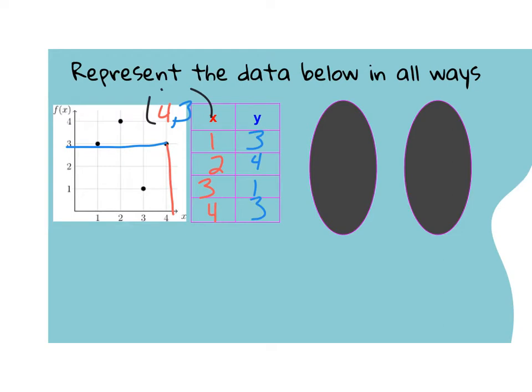Okay, now for the mapping again. From smallest to biggest, we have 1, 2, 3, and 4. And then for our y values, we have 1, 3, and 4. And remember, you do not repeat them. So now 1 goes with 3, 2 and 4, 3 and 1, and then 4 and 3.